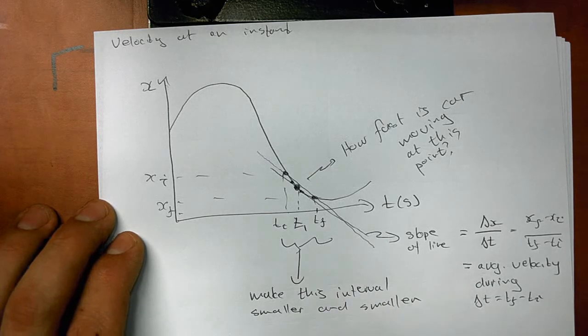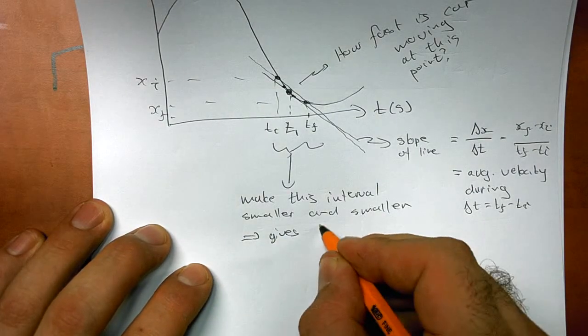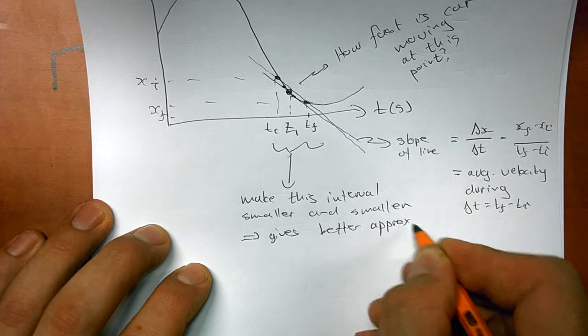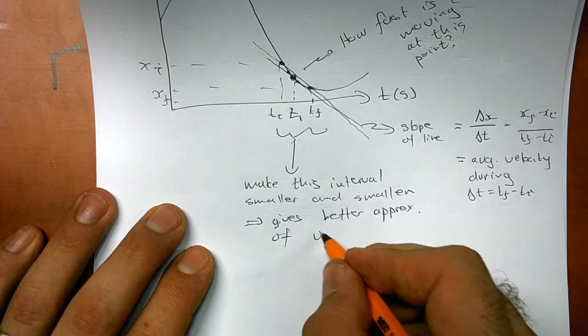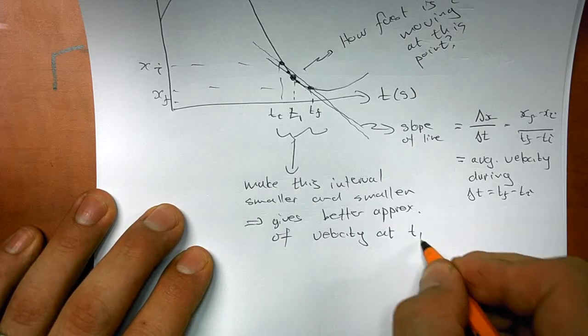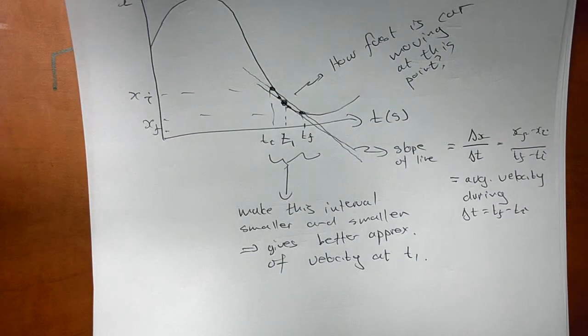making this interval smaller and smaller gives a better approximation of the velocity at that particular time t1. Right, so we're one step further from where we were a few minutes ago. At least now we have a method with which we can approximate the velocity at an instant. We just make the time interval over which we measure the change in position smaller and smaller and smaller. Now, how small can it be?